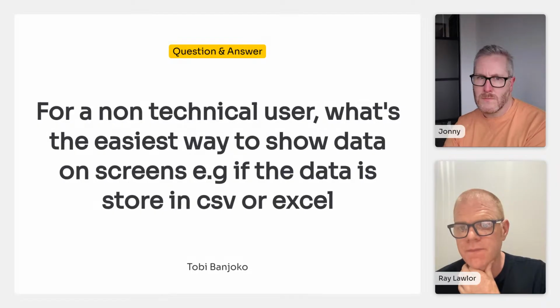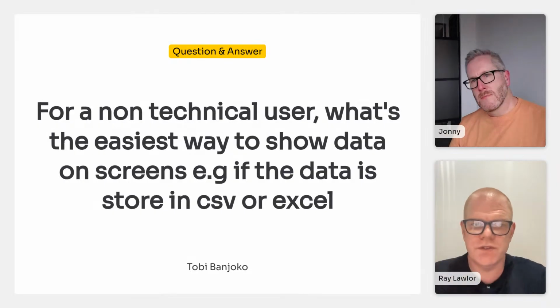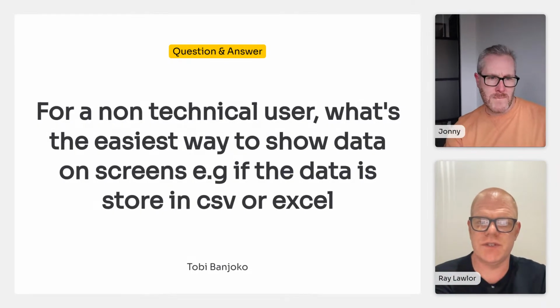We've got another question then? Yeah. This one is from a non-technical user. What's the easiest way to show data on screens if using data stored in CSV or Excel?